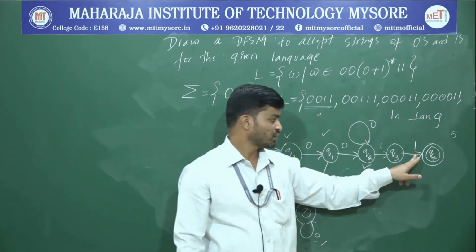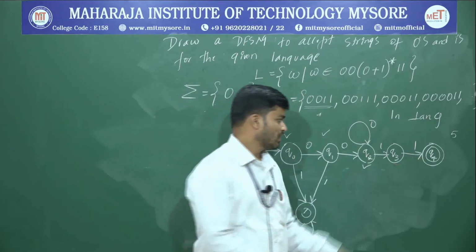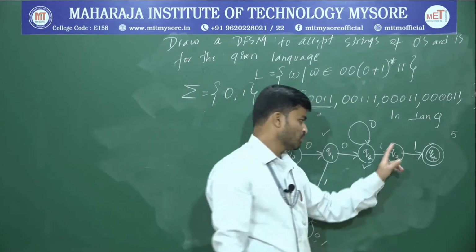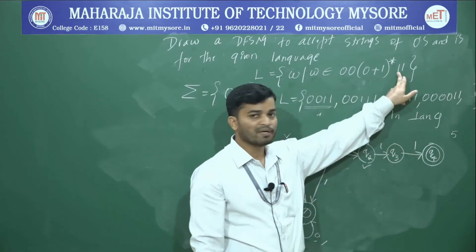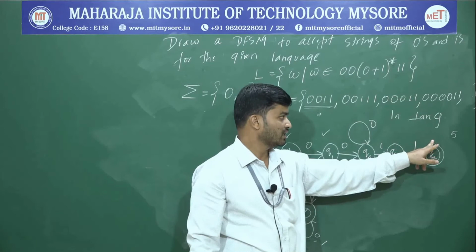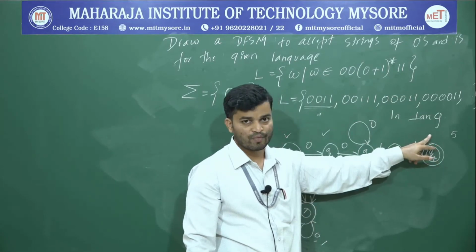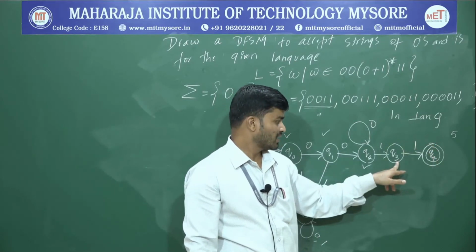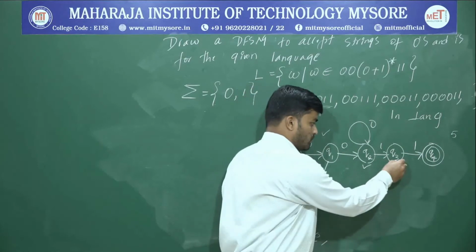Now go with Q3. There is a path for 1, I have to give a path for 0. I can't write a loop. Why? Because that will end with 0 1, and the requirement is 1 1. I can't connect here. Why? Because that will end with 0 1 0. Even I can't. I can connect over here.